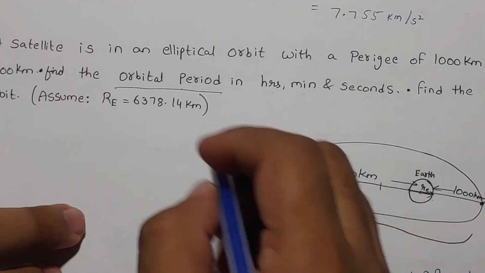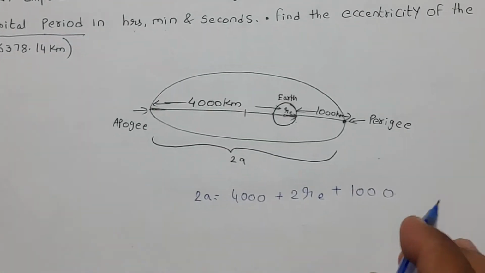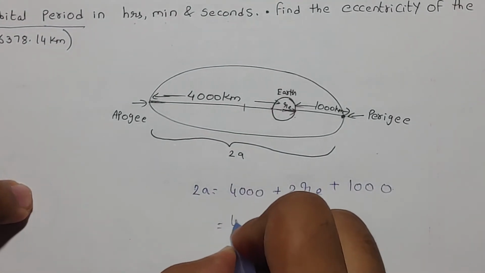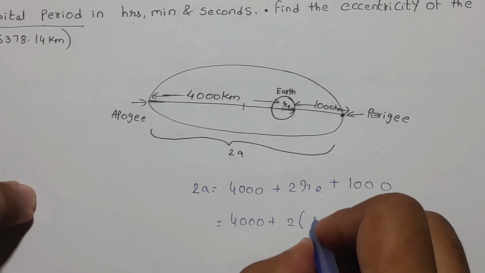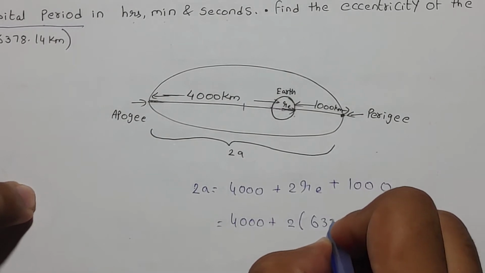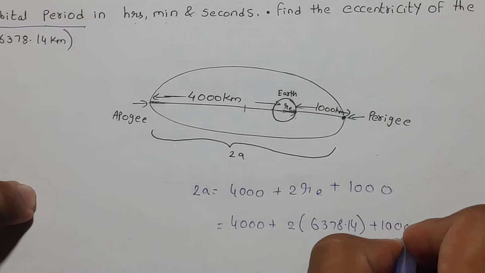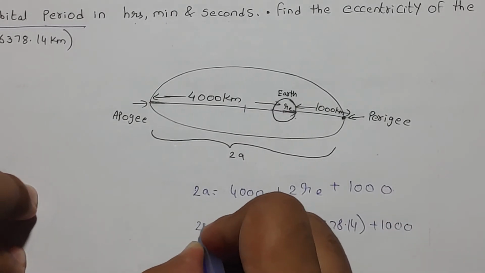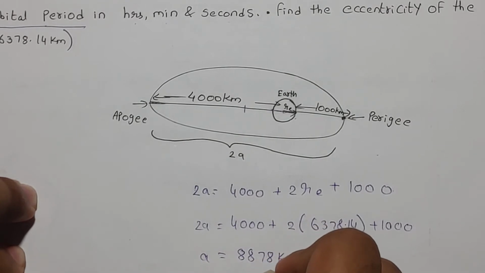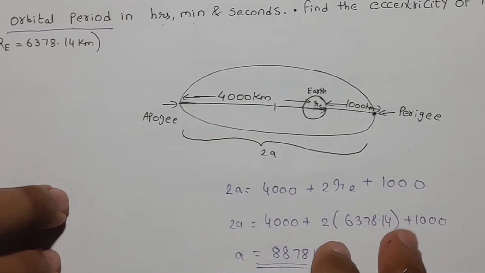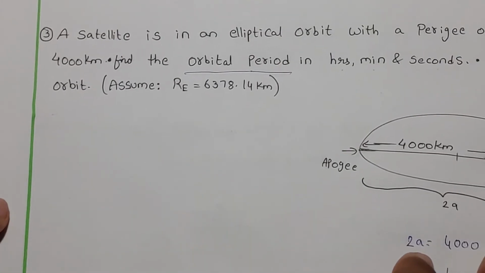Here it was given to assume that RE is equal to 6378.14. So by applying those values, 4000 plus 2 times of 6378.14 plus 1000, we could get a is equal to 8878 kilometers. So let us solve for the time period, that is orbital period.